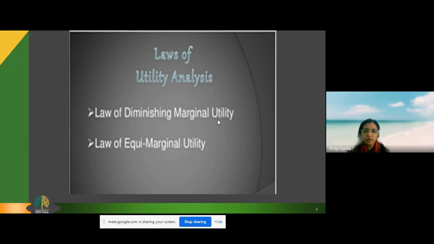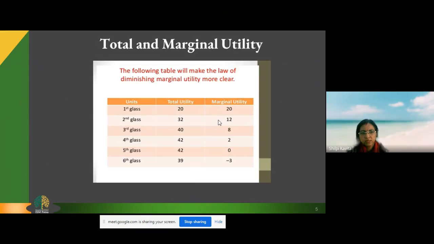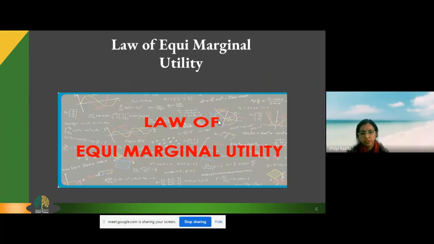In continuance with this law of diminishing marginal utility, the law of equimarginal utility has also been explained on the basis of the same law, but in a different way. We all know that the consumer consumes any goods or services based on his purchasing capacity and the prices of goods and services. That has been taken into consideration in this law of equimarginal utility.